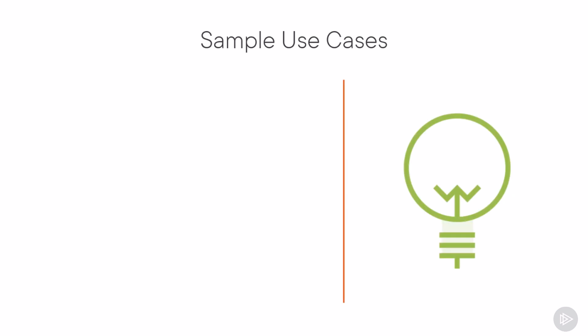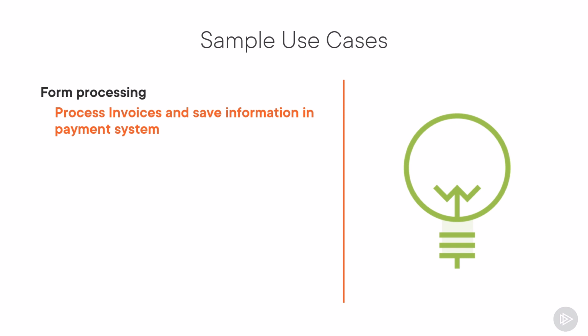So now that we have seen the models, what are some of the examples we could use them for? Let's take the form processing model. We could train it to process invoices sent by email, get them approved with Power Automate, and save the important information in the payment system.